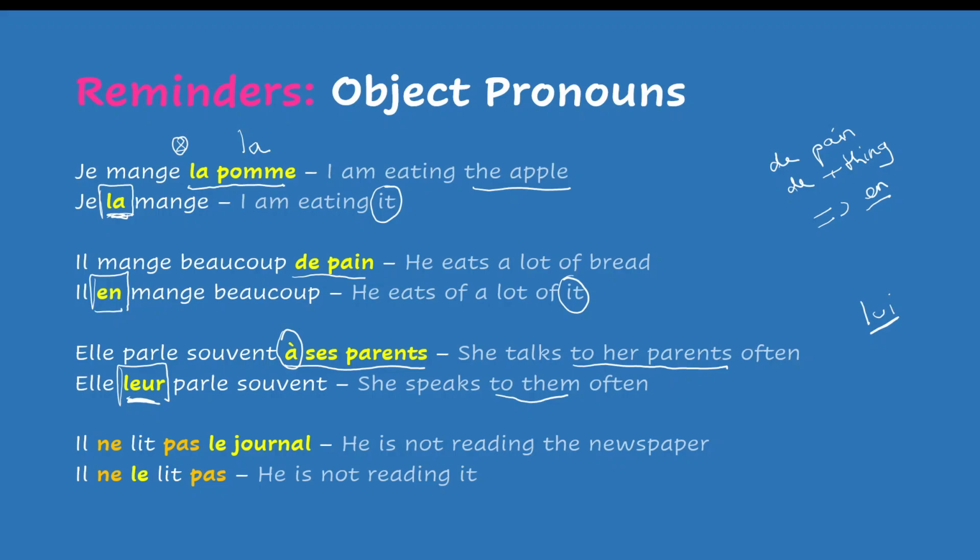Here, last sentence, il ne lit pas le journal. He is not reading the newspaper. So we want to use le here, a direct pronoun masculine that's going to replace le journal. Again, we place that pronoun directly in front of the verb, and the negation, the two parts of the negation, surround the verb, and here too. We just need to consider the verb and the pronoun as a block, and we put the negation, the two parts of the negation, around that block.